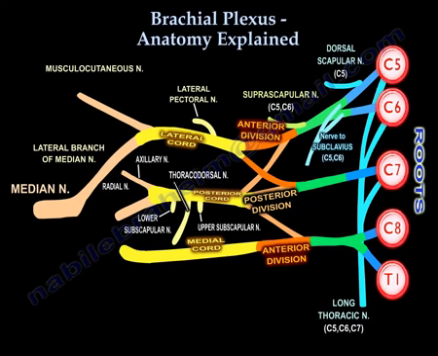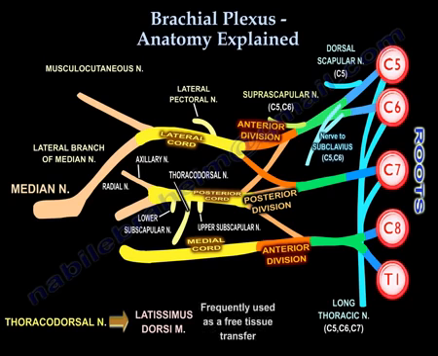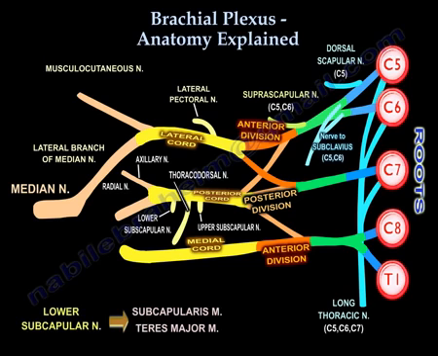The upper subscapular branch will supply the subscapularis muscle. The thoracodorsal nerve will supply the latissimus dorsi muscle, a muscle we frequently use as a free tissue transfer. And the lower subscapular nerve will supply the subscapularis muscle and also the teres major. The teres major is just below the subscapularis, so the lower subscapular nerve will feel sorry for the teres major muscle and give it a branch.